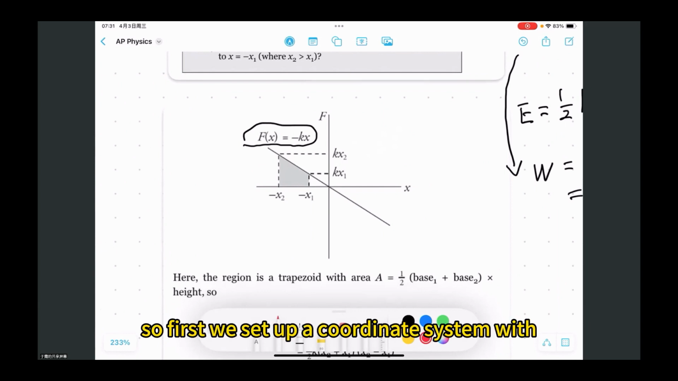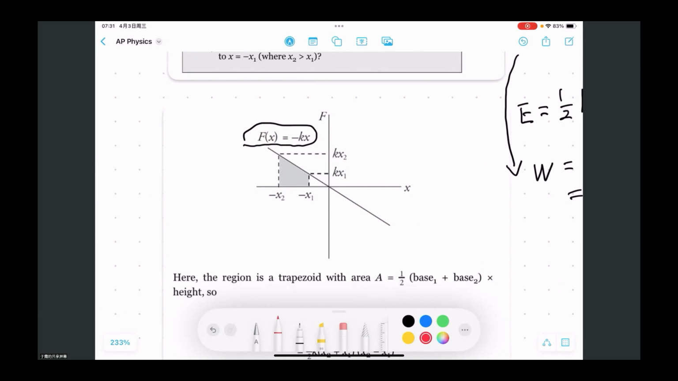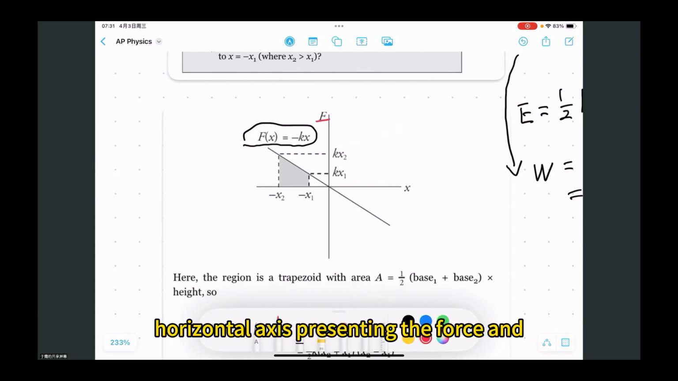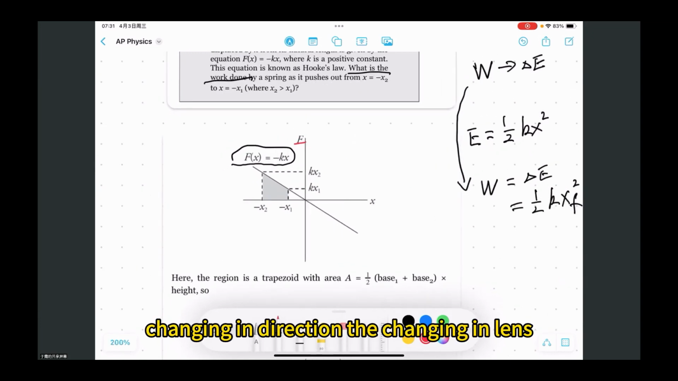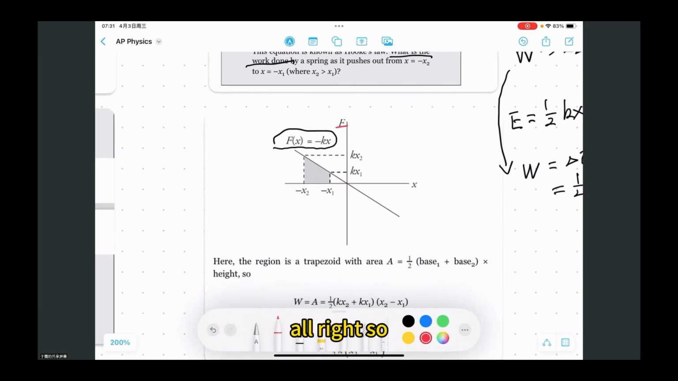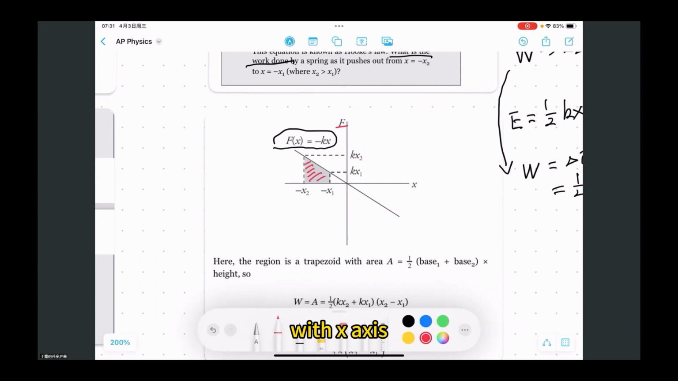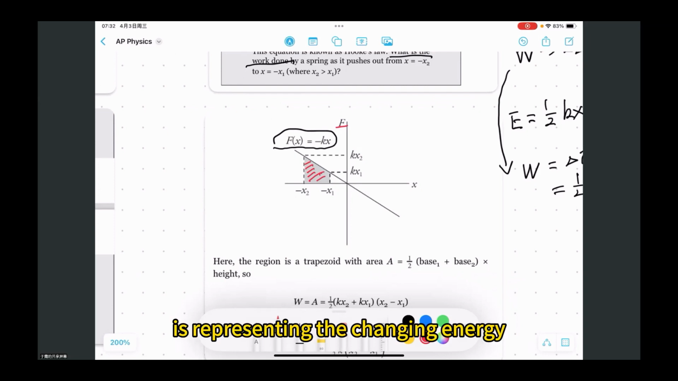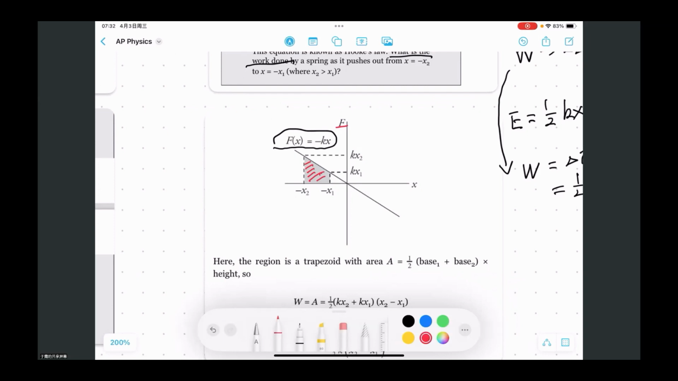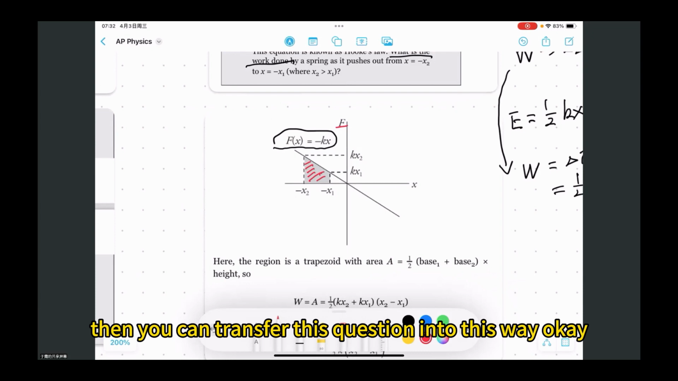So first, we set up a coordinate system with the horizontal axis representing the change in direction, the change in length, and the vertical axis representing the force. All right. So then you will learn that the area below the Fx curve with the x-axis is representing the change in energy. Then you can transfer this question into this way.